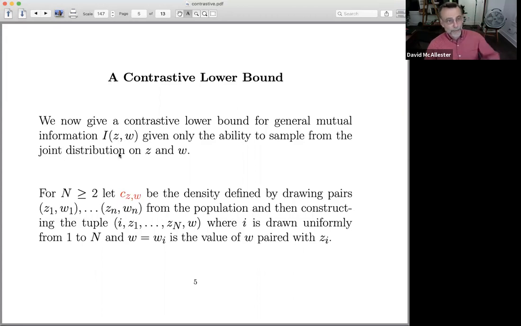Given only the ability to sample from these two variables, I'm going to define a contrastive task, sort of like a GAN. So this contrastive task is going to draw n pairs from the joint distribution. And then we're going to take these n pairs from the joint distribution, and we're going to pick one of them at random, the ith one. And then we're going to take all of the z's in a list and the ith w. And so then we're defining this new distribution where we draw the pairs at random from the joint distribution. I give you the Z parts and one of the W's, but I don't tell you which Z the W goes with. And the contrastive engine has to predict which one of these Z's was paired with this W.